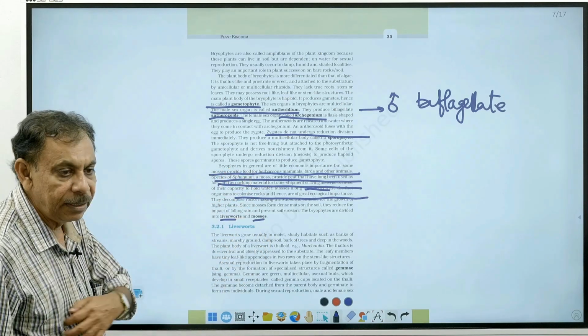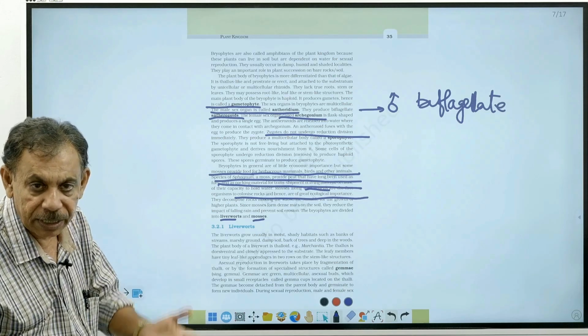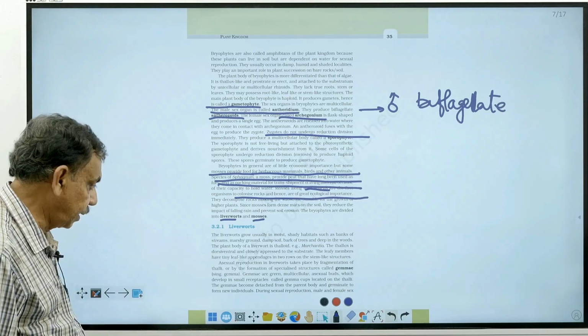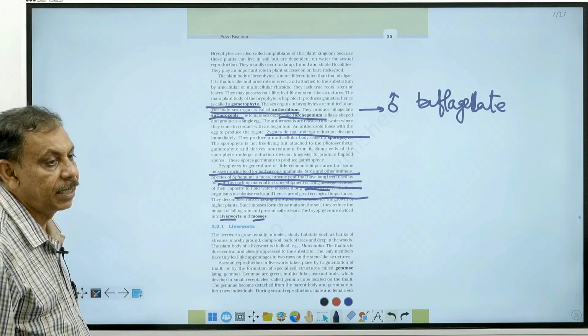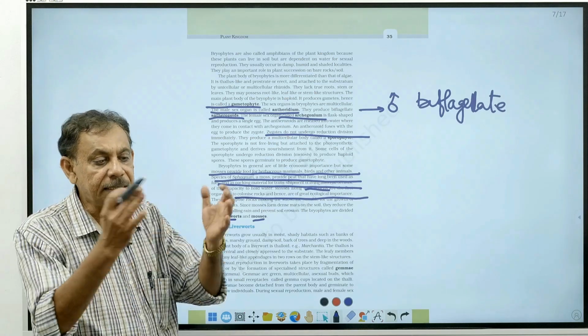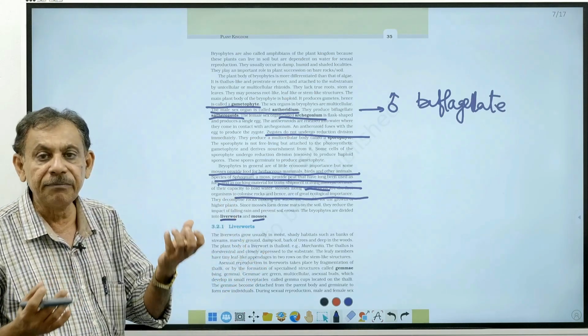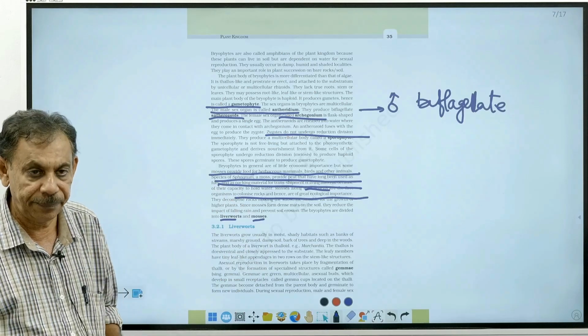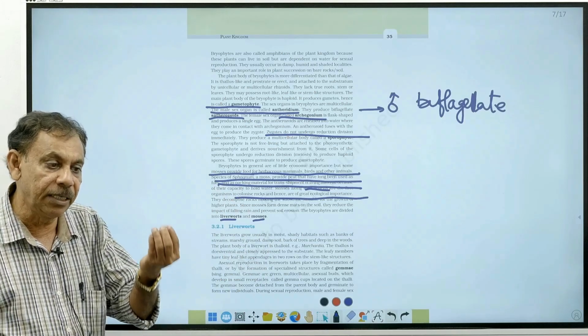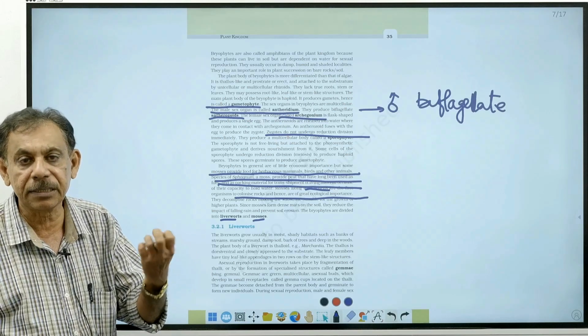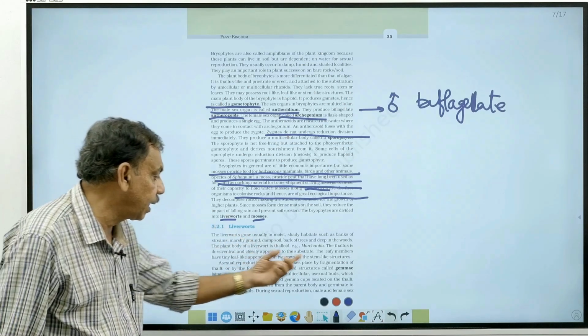Liverworts examples, I told you: Riccia and Marchantia. Riccia is monoecious, Marchantia is dioecious. In this thallus body, they produce some vegetative buds in Marchantia. These vegetative, green, fleshy, multicellular buds are called gemmae.